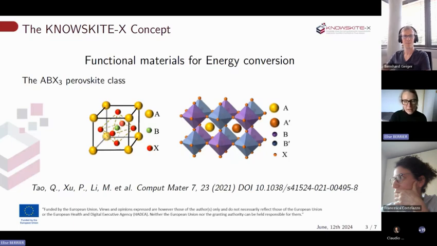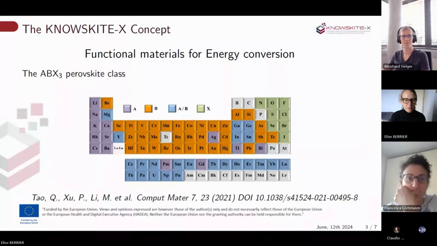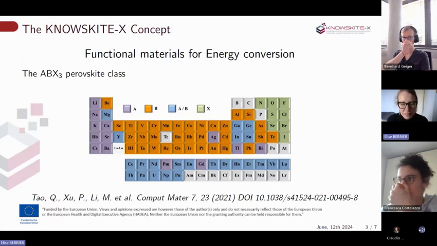Who can be A or B site cations? Almost every single element of the periodic table. Basically, on my left, the alkalines and alkaline earths are cations that can occupy the A site. At the bottom, we have elements that can occupy both A or B site, and in the middle, the transition metals can mostly occupy the B site.